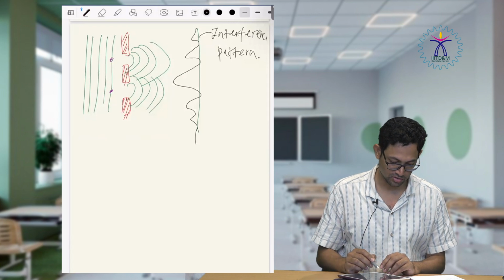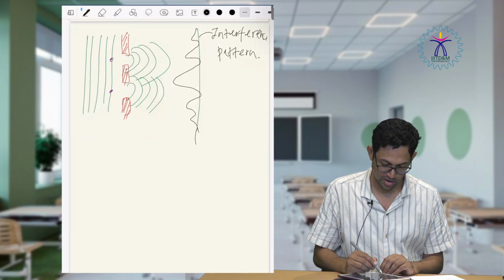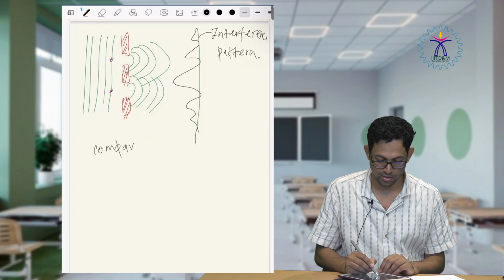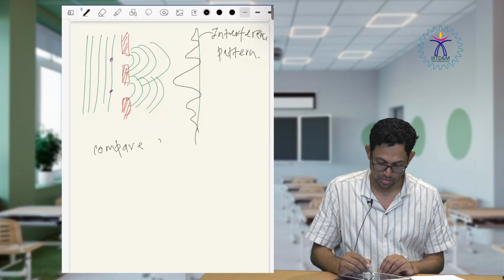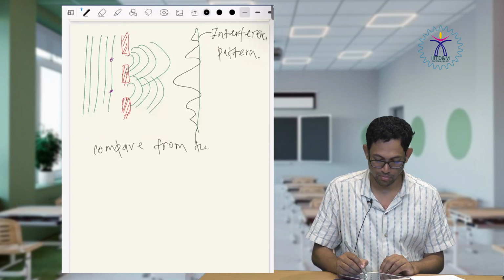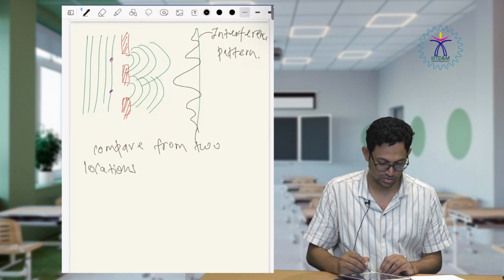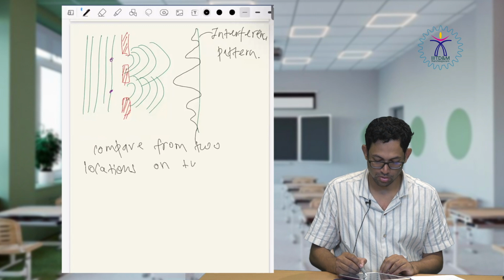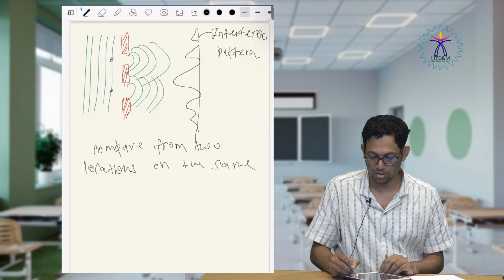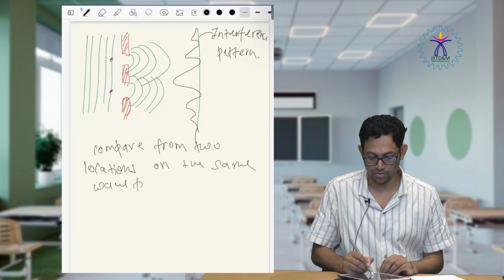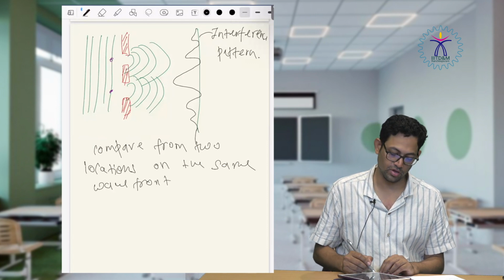So here we can say that we compare two locations on the same wavefront, okay.